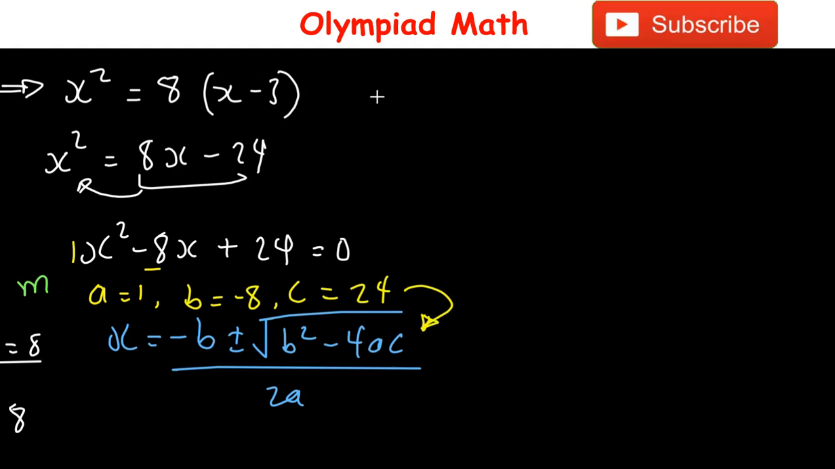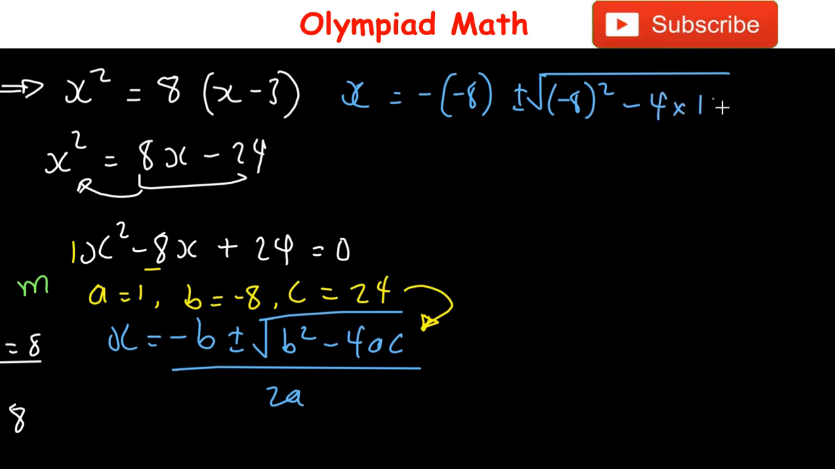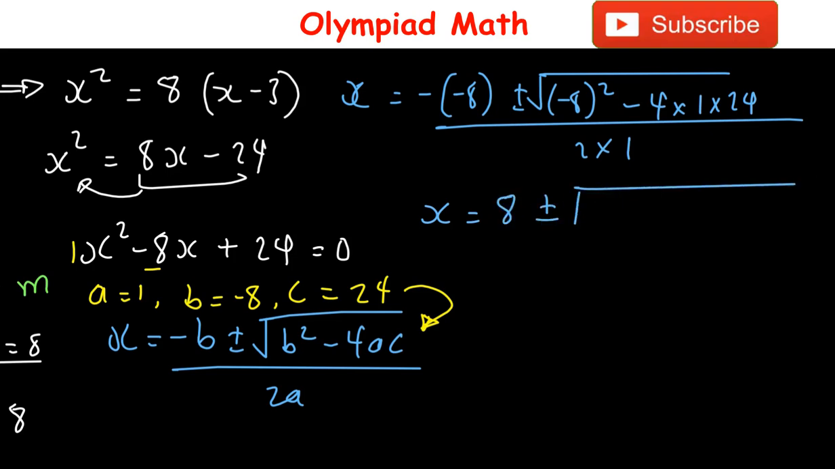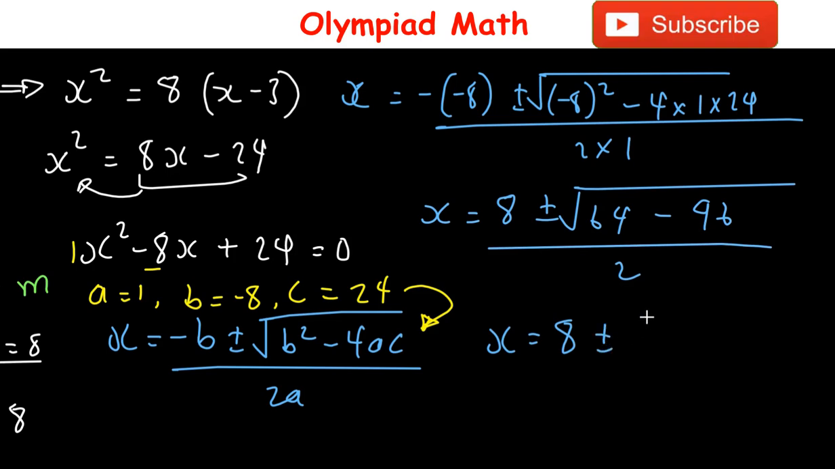We then have the solution of x, that x equals minus b, which is minus 8, plus or minus square root of b, which is minus 8, all squared, minus 4 times a, which is 1, times c, which is 24, divided by 2 times a, which is 1. So x is equal to plus 8 plus or minus square root of minus 8 all squared, which is 64, then minus 4 times 1 times 24 equals minus 96, all over 2 times 1, which is 2. So x is then equal to 8 plus or minus square root of 64 minus 96, which equals minus 32, divided by 2.